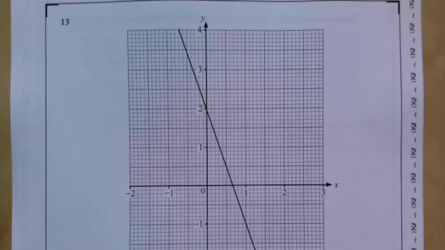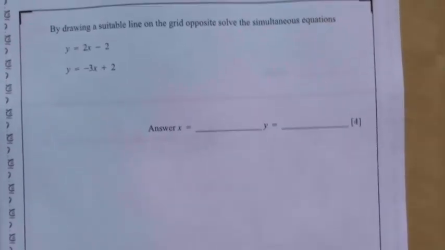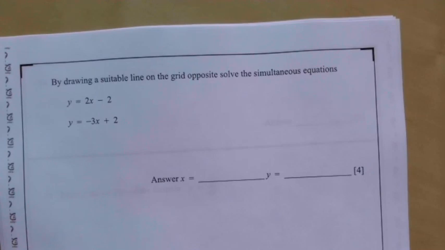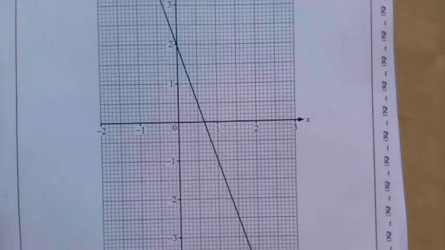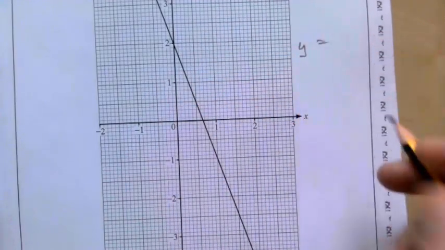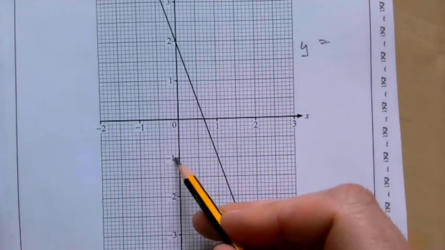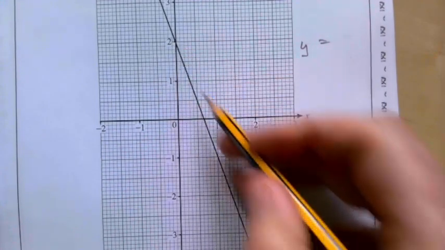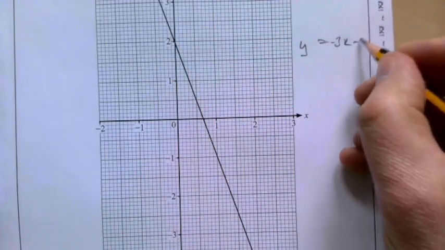Question 13. We have this line here, so the question will be on the page. By drawing a suitable line on the grid opposite, solve the simultaneous equations y equals 2x minus 2 and y equals minus 3x plus 2. So this here is the line. Right, what's my gradient? Every time I go across 1, I go up 3, but remember that it's going the other way, so that's y equals minus 3x. The y-intercept is 2, so that's the line y equals minus 3x plus 2.